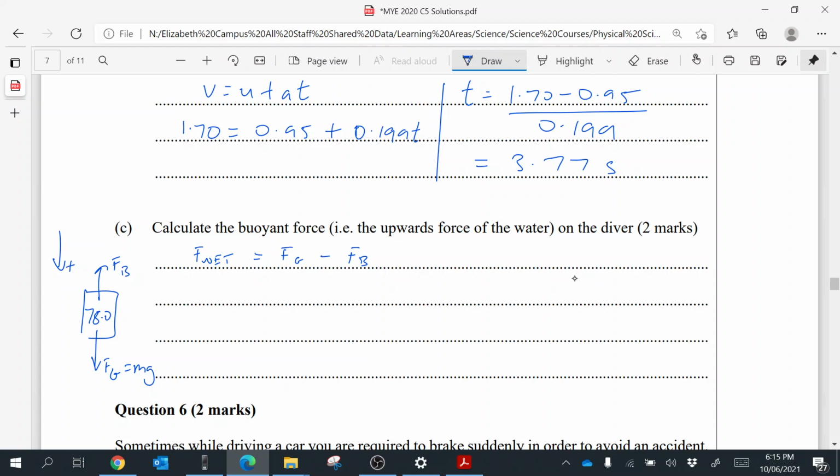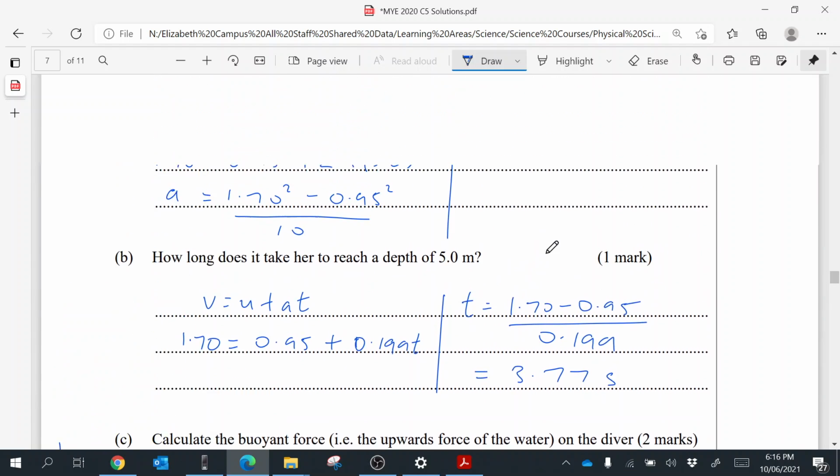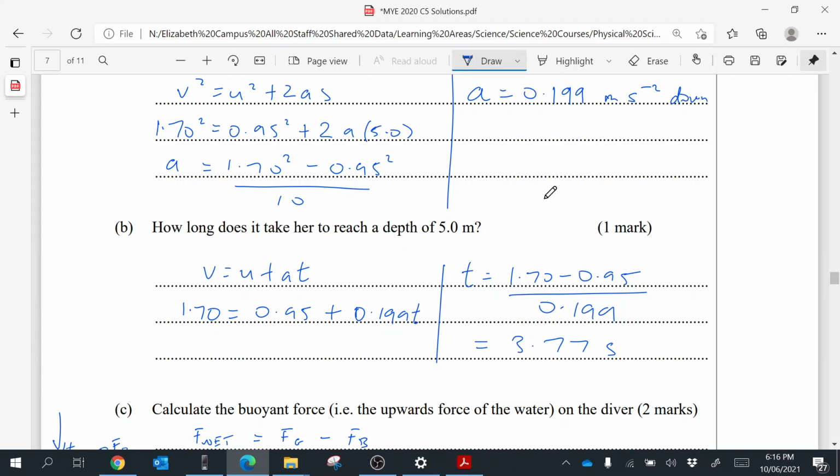Okay, and that means that Fb, which is what we want, is equal to Fg minus the net force. So we swap those around. And we know what mg is, that's 78.0 times 9.81, minus F net, which is also 78.0 times the acceleration that we are experiencing, which was 0.199 meters per second squared.